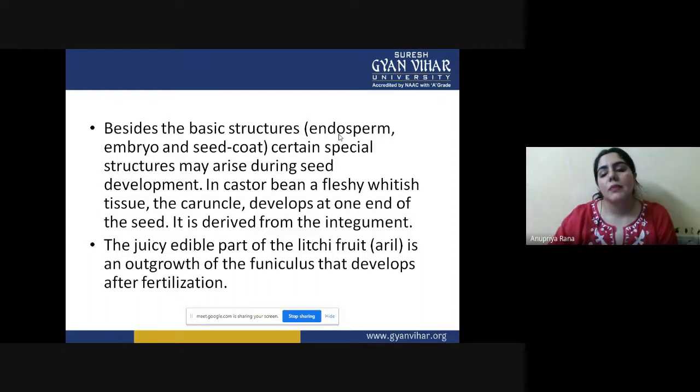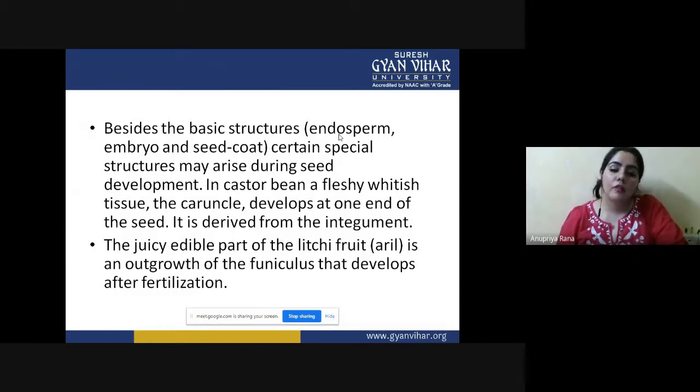But in castor bean, a fleshy whitish tissue called caruncle develops at one end of the seed, and it is derived from the integument. So this is a new feature that basically develops from the integument. Integuments are the coverings of the ovule. So if a new feature happens, we can give it a new name.